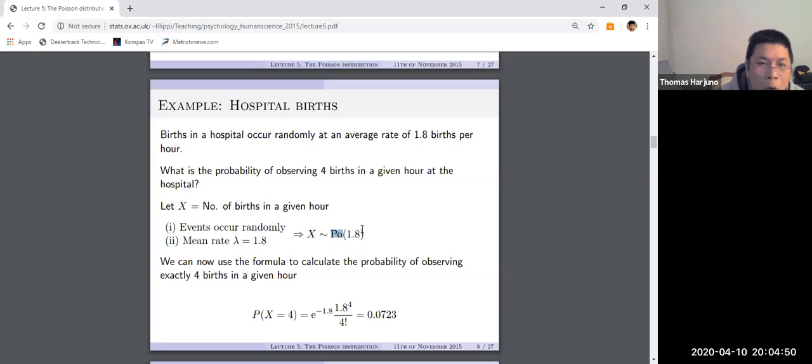If you write PO parentheses 1.8, I will accept that, even though at the same time I think you may be older than usual. No, that's a joke. Okay, now then, what is the probability that there will be 4 births in 1 hour? They use this formula. Apparently, they rounded to 4 decimal places. Can you do it with your calculator? Please do it with your calculator and tell me the answer in 5 decimal places.